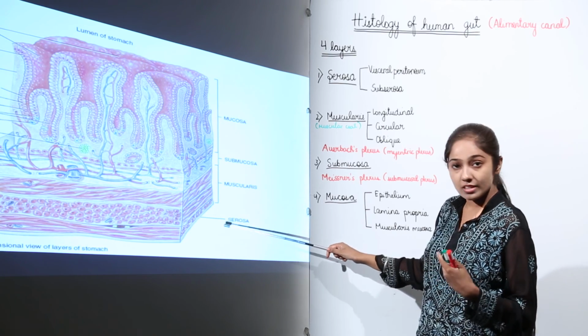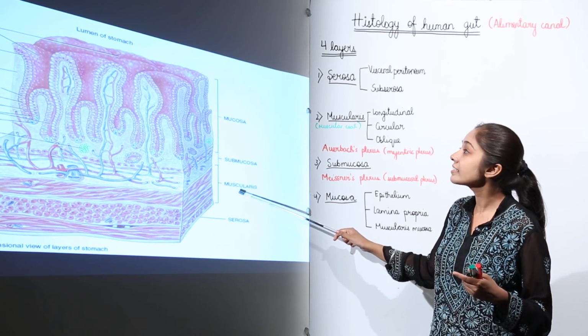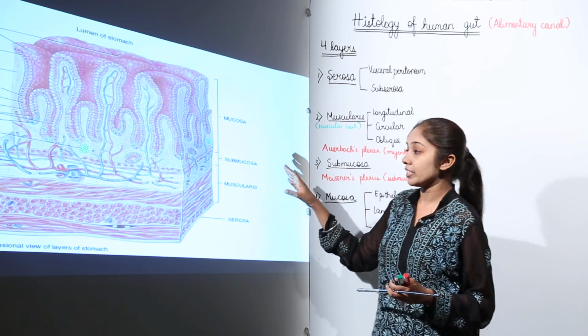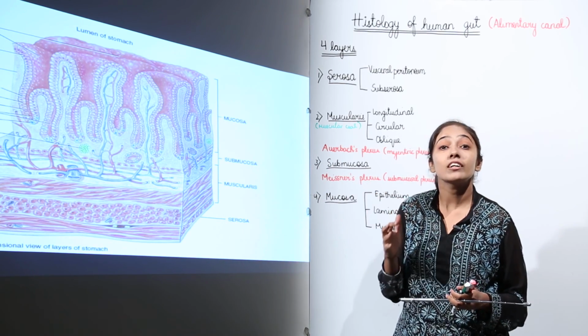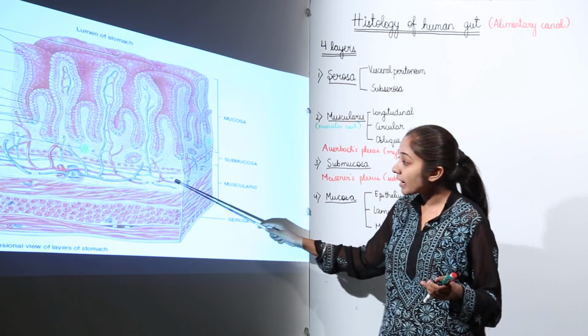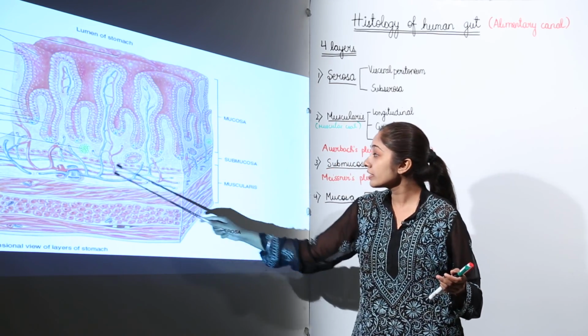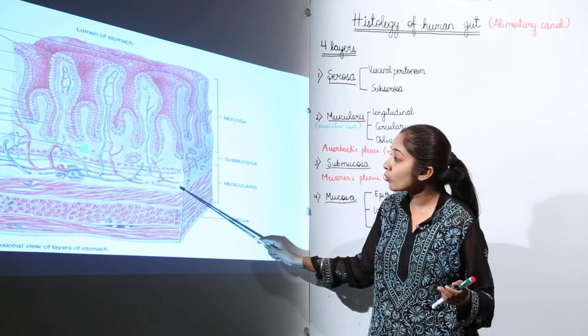So we have serosa, then we have muscularis, submucosa and mucosa. Now in this image, where can you see the blood vessels? Well, you can see these blood vessels and lymph vessels over here. So where is this region? This region is the submucosa part.